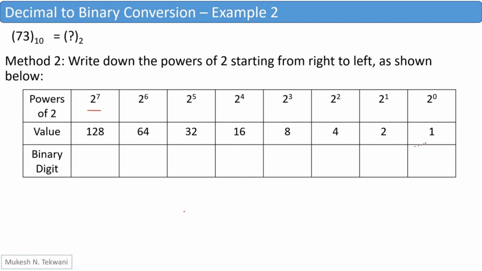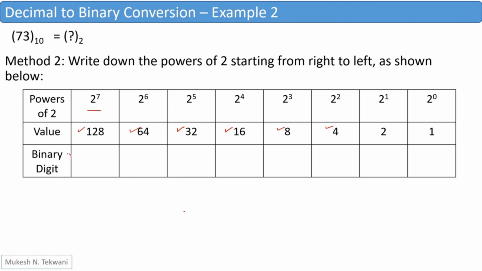Now these powers of 2 are actually simple to calculate. We just need to remember that 2 raised to 0 is 1, and from here on we just keep on multiplying each of the values by 2. So 1 into 2 gives us 2. Then we multiply this 2 again by 2 to give us 4. Again multiply this 4 by 2, so that gives us 8. 8 into 2, 16. 16 times 2, 32. 32 times 2, 64. And 64 times 2 is 128. So it's very easy to get these values.